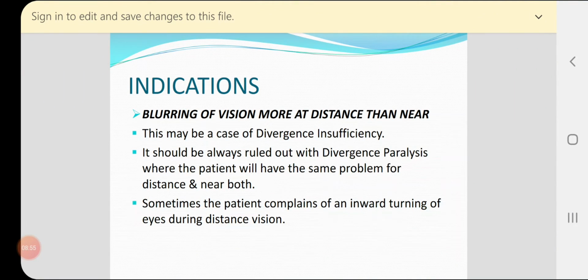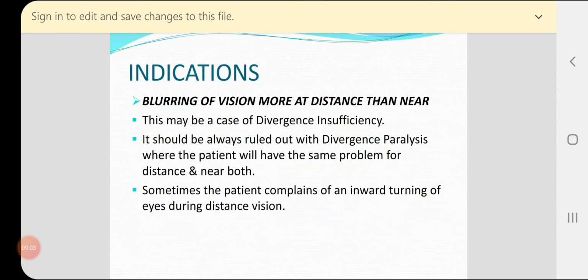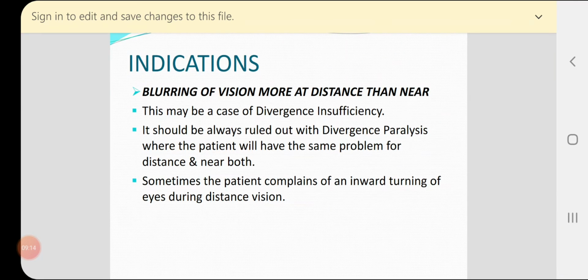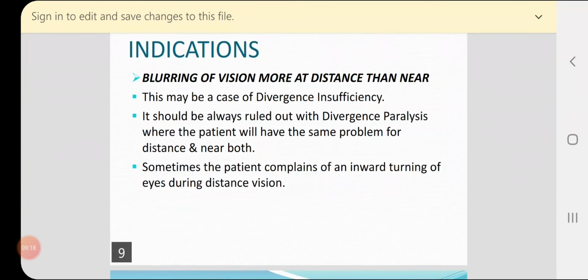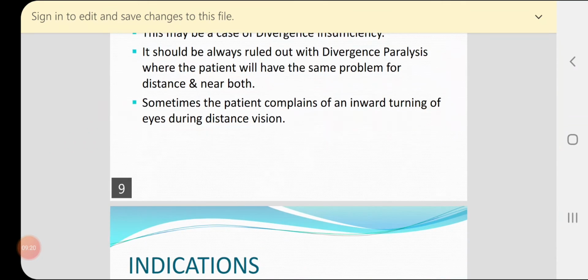Blurring of vision more at distance than near. Okay, sometimes it happens that I cannot see the distance object, but near it is clear. So it can definitely come. Okay, so we need to check the refraction, and we may have to check the ocular motility status, and orthoptic evaluation also we have to do. It may be a case of divergence insufficiency. I will discuss all these things later on.